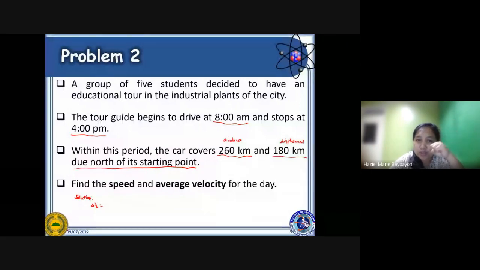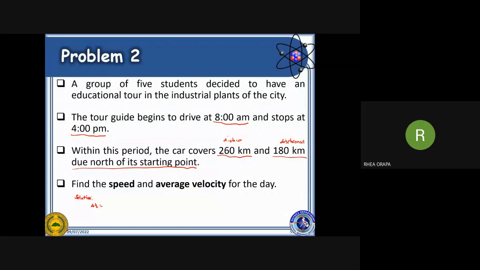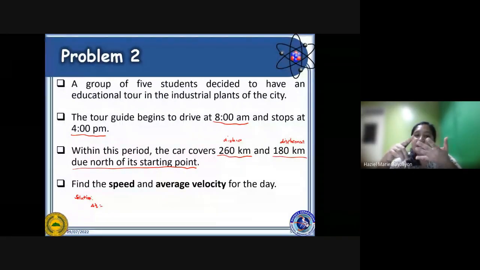So we have from 8 a.m., kay pila ka oras until 4 p.m.? 9, 10, 11, 12, 1, 2, 3, 4. 8 hours. I think it's 8 hours lang. Sakto ba? Yes, ma'am. Dili pilang 8, o count: 9, 10, 11, 12, 1, 2, 3, 4. Okay, so careful ha. So, 8 hours lang. So, delta T is 8 hours.